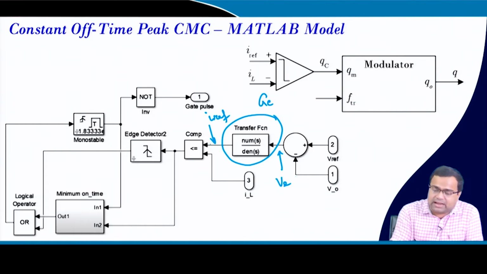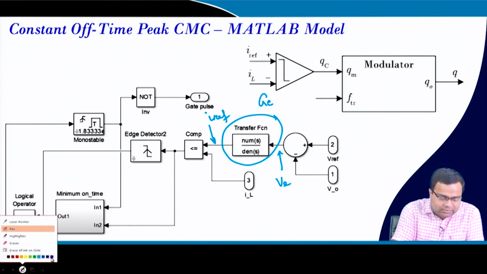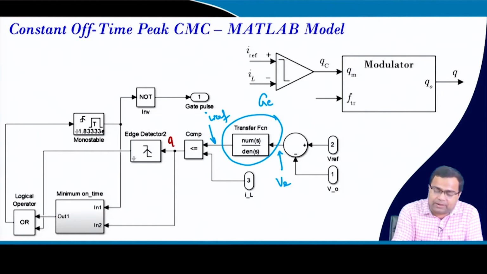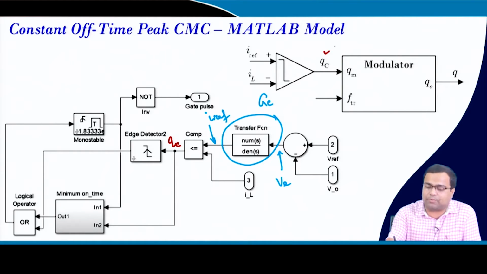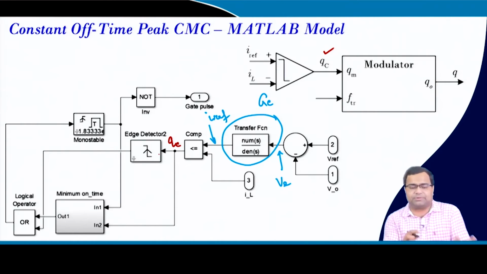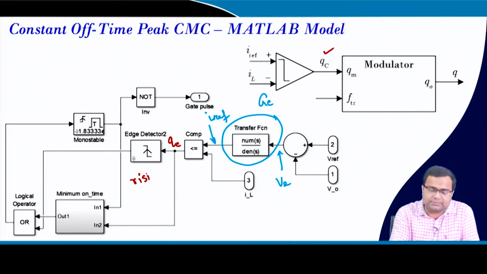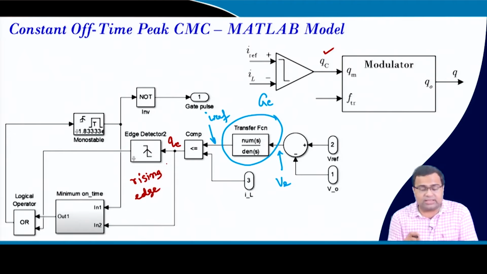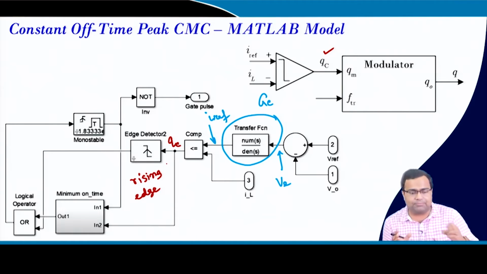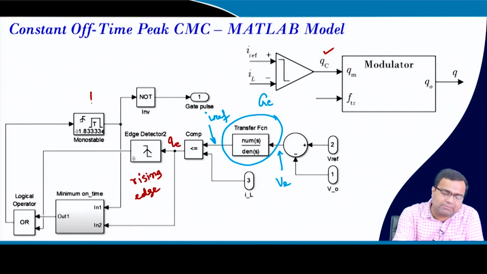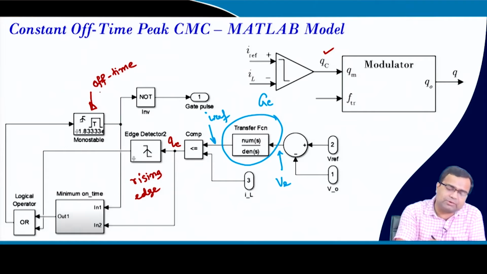Then this current and reference are compared. What is the next task? This is our comparator output. This output is now used in the trigger circuit, that means this is a rising edge, okay. This trigger pulse is used as the input to the monoshot timer. This is the timer where we fix the off time, the monoshot timer, okay.